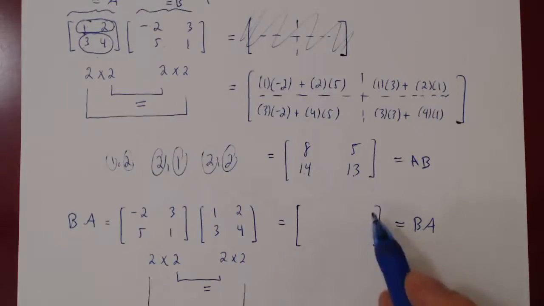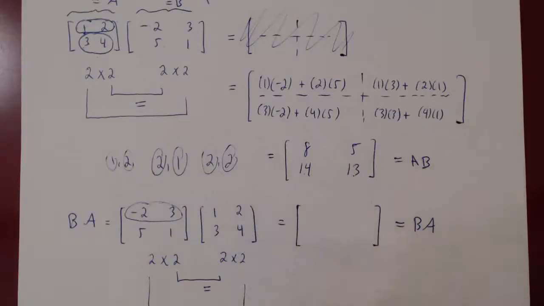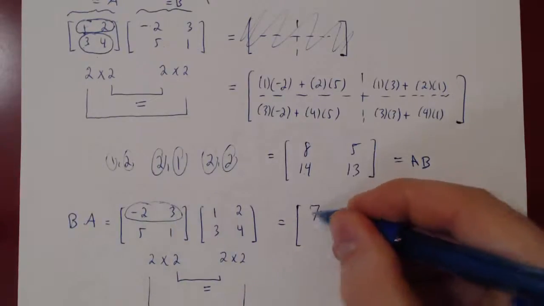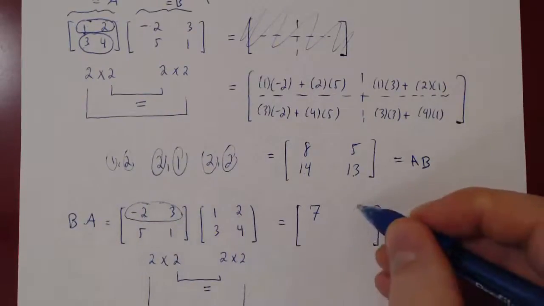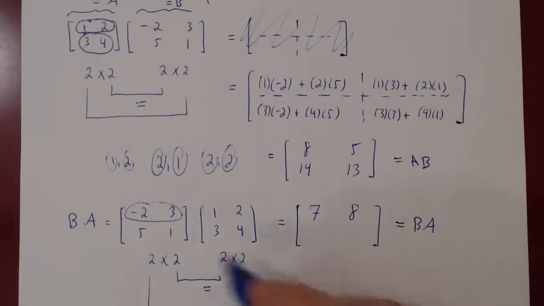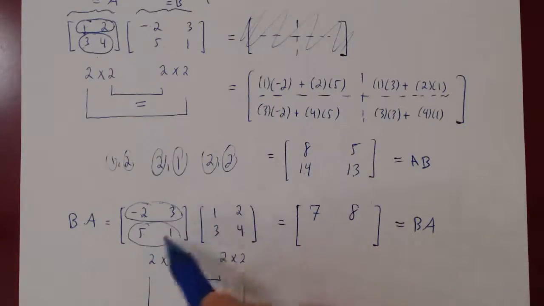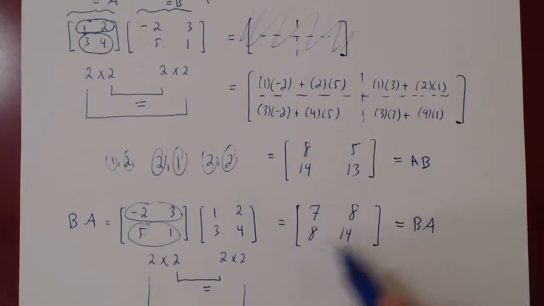To build the first row, fix the first row of the first matrix, and go through every column of the second. So negative 2 plus 9, 7. Negative 4 plus 12, 8. To construct now the second row of BA, we of course now fix the second row of the first matrix B and go through every column. 5 plus 3, 8. 10 plus 4, 14. And that's it. So it's really efficient.